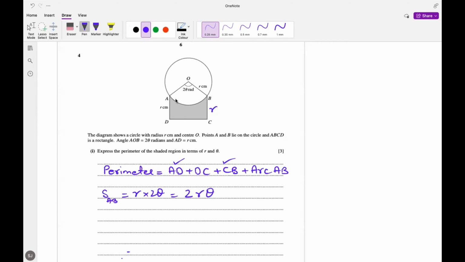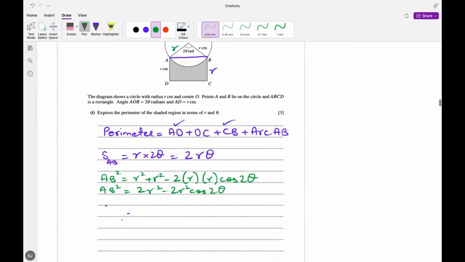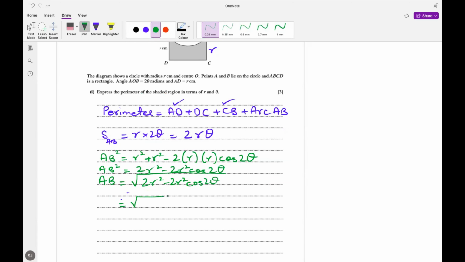To find the length of DC, we will first find the length of AB. So to find the length of AB, we'll apply the cosine rule. So AB squared will be equals to r squared plus r squared minus 2 times r squared cos of 2 theta. Simplifying this, it will become 2r squared minus 2r squared cos of 2 theta. Taking the square root on both the sides, the length of AB will be the square root of 2r squared minus 2r squared cos of 2 theta. Now we can simplify this by taking r squared common. So this will become r squared into 2 minus 2 cos of 2 theta.